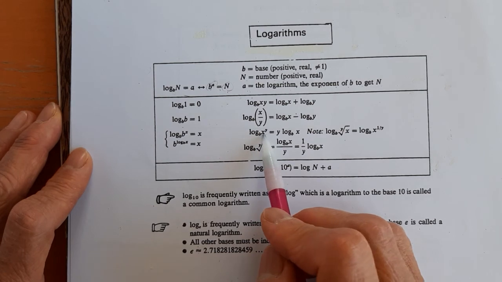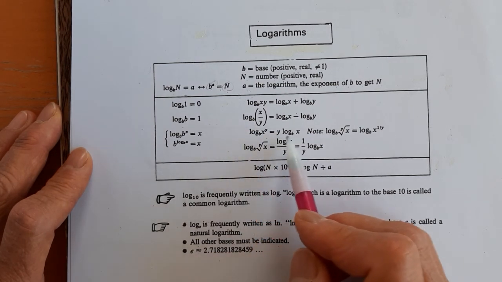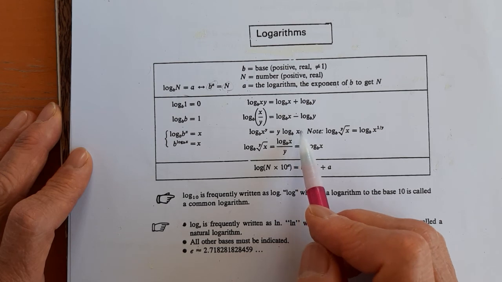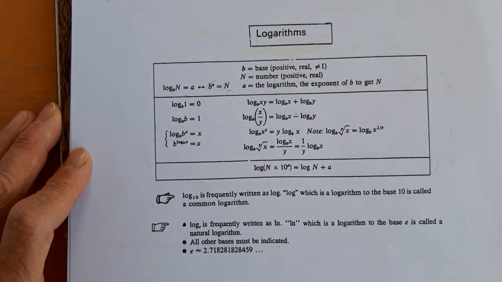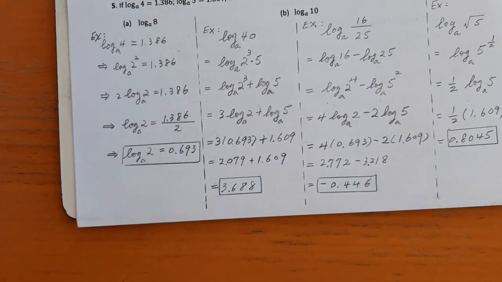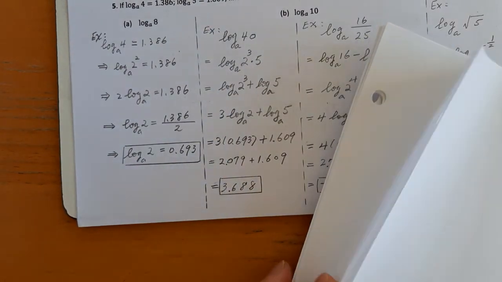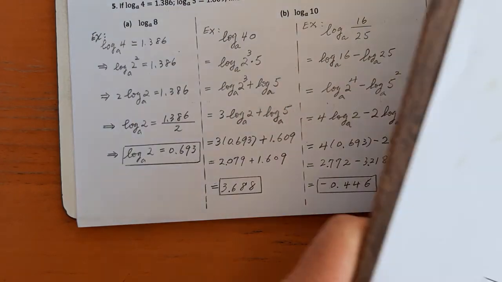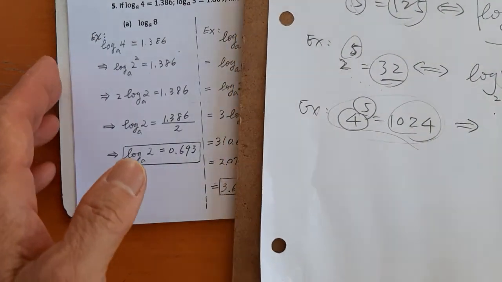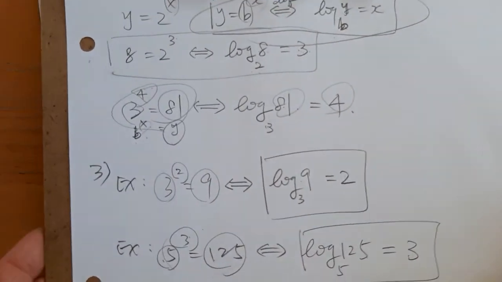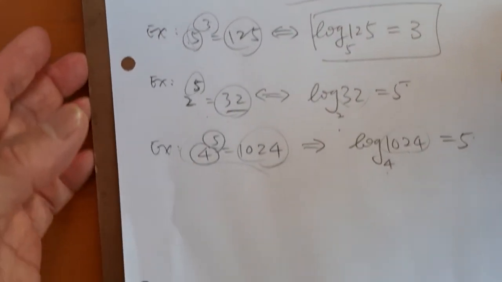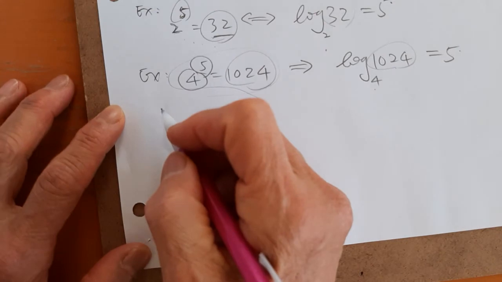Log base b of x to the power y equals y times log x. Those are the three rules. You can prove the three rules by the product rule of exponents and the quotient rule of exponents. You can prove it. Here we only talk about how to use it, but I can prove a little bit of how.